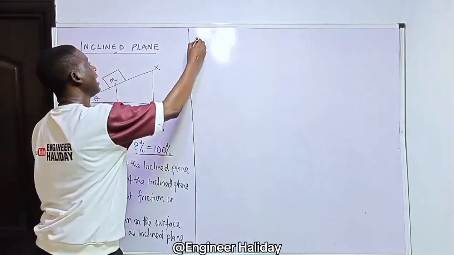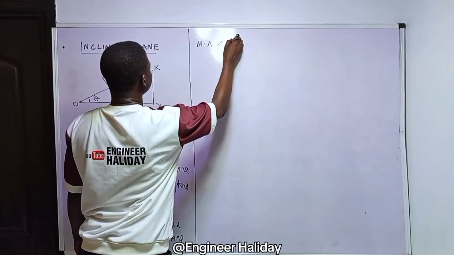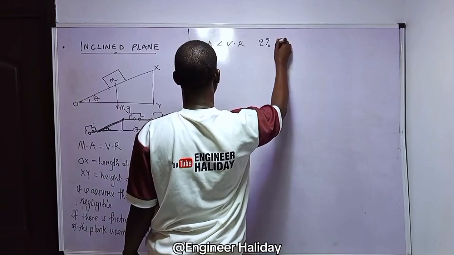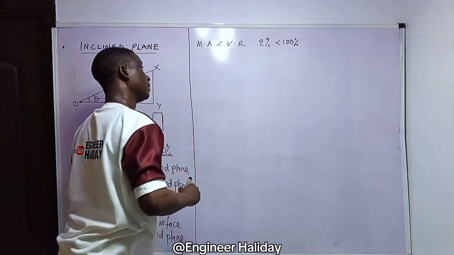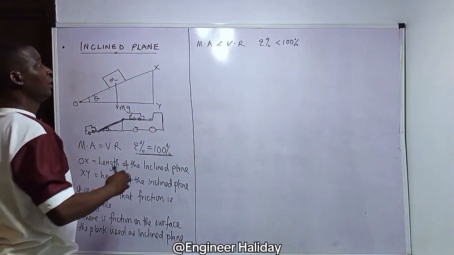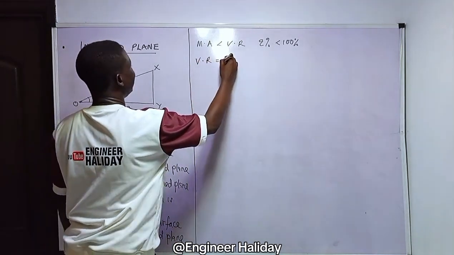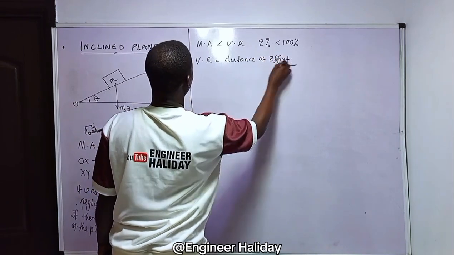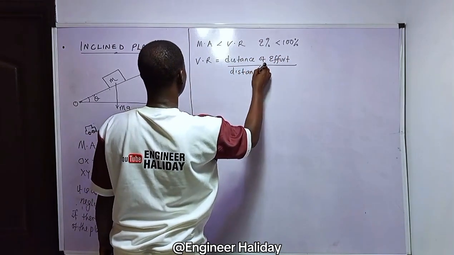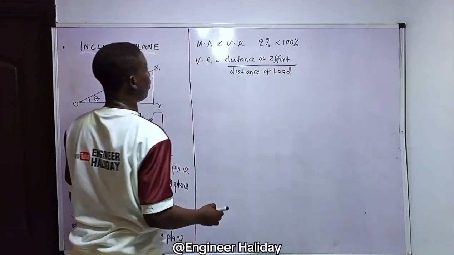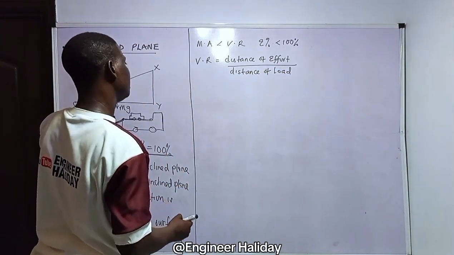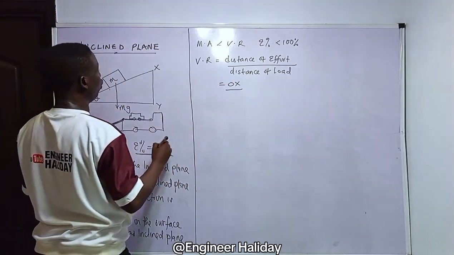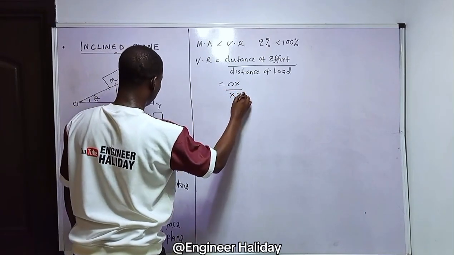But if there is friction, that means mechanical advantage will be less than velocity ratio, and thereby efficiency will be less than 100%. Now, if efficiency is less than 100%, first, what is the definition of velocity ratio? It is distance of effort over distance of load. Now, what is the distance of effort? Distance of effort is OX, while distance of load is XY.